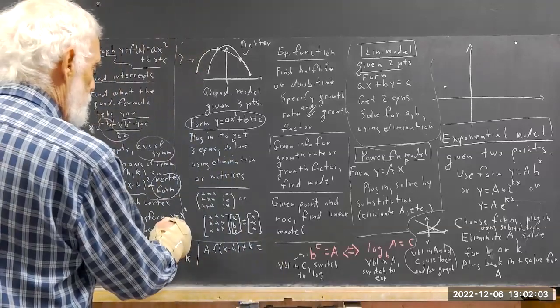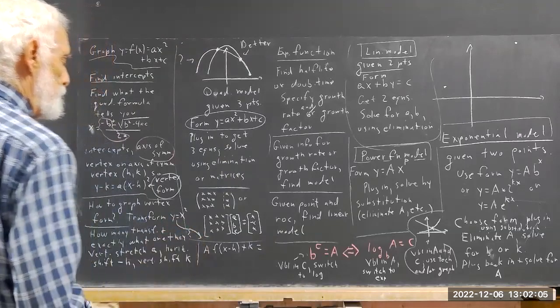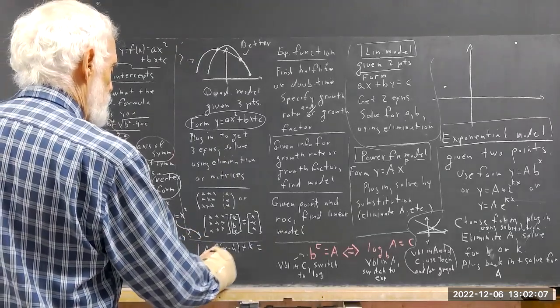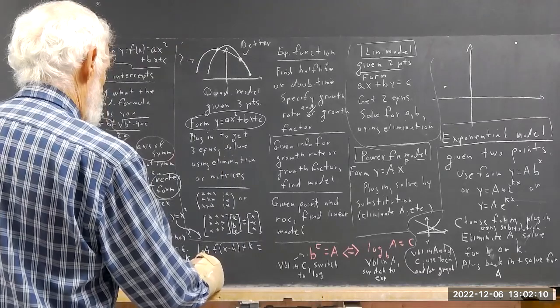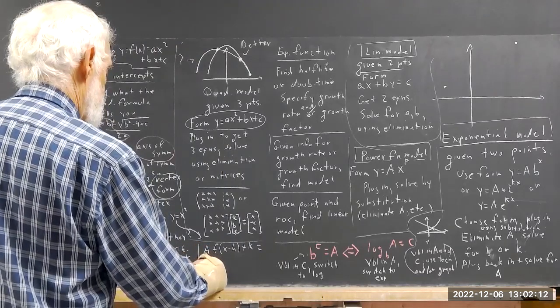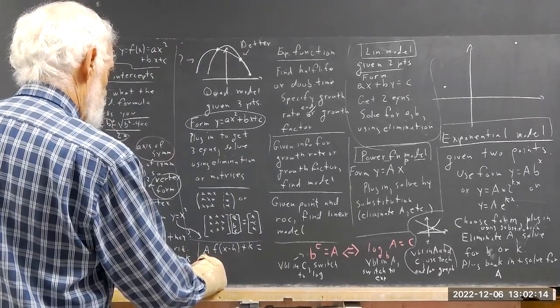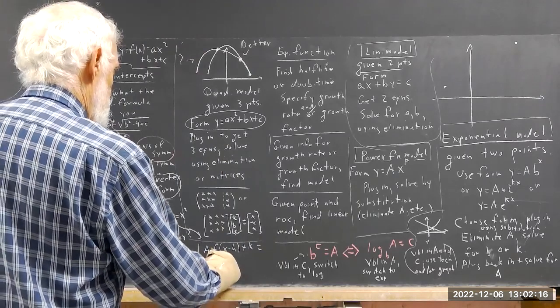If you have y equals x squared, and your a f of x minus h plus k is, well, in this case, it's a lowercase a.